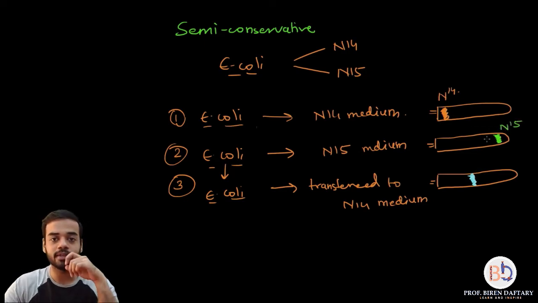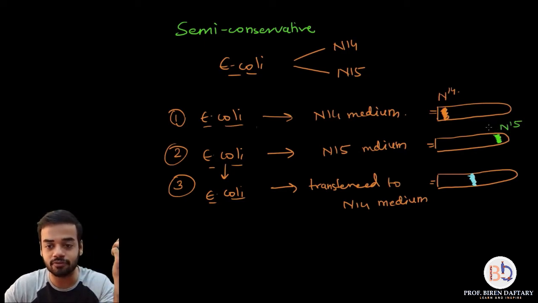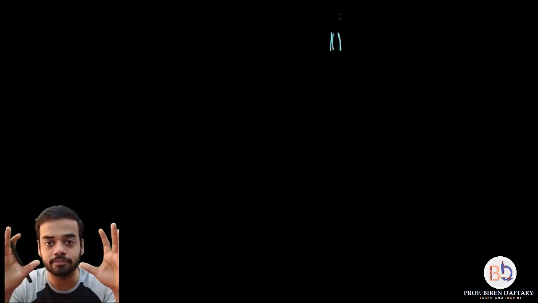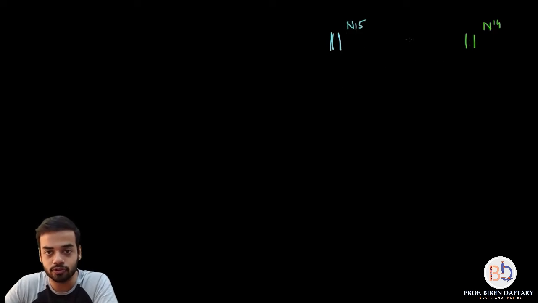Okay, and this same thing, if you want to see it representation-wise, then we can also show it like this. So see, let us assume that this is the DNA of the E. coli which is grown in N15 medium, correct? And let us assume that this is the DNA of the E. coli grown in N14 medium. So I'll write down, this is the DNA, double stranded, I'm showing, okay, and this is the DNA grown in N15 medium. Now what happens is, so these are the first two steps, individual E.